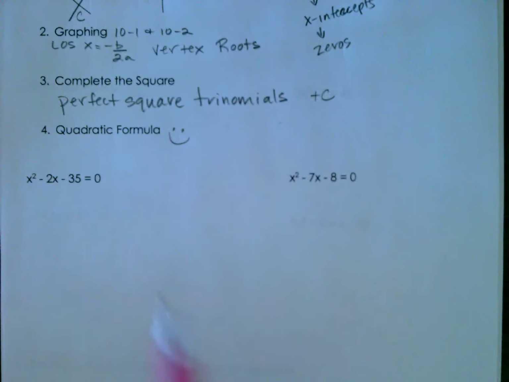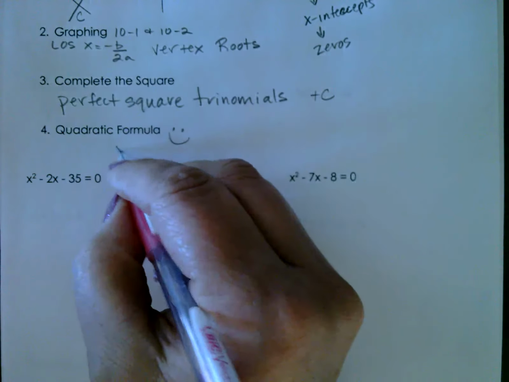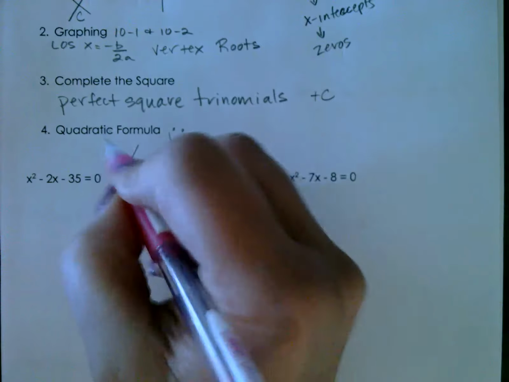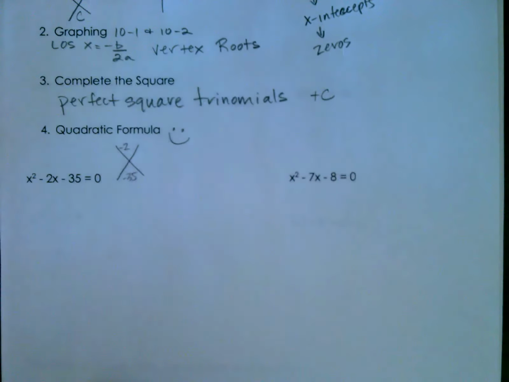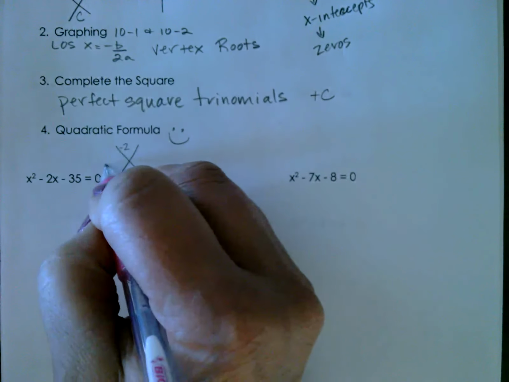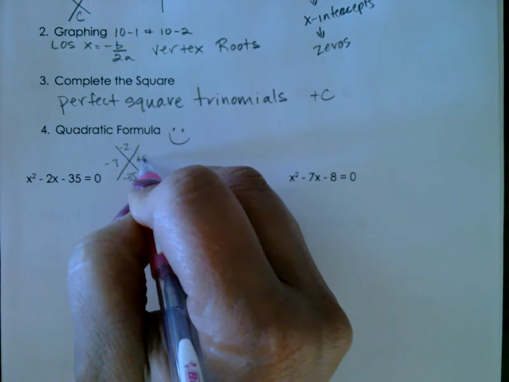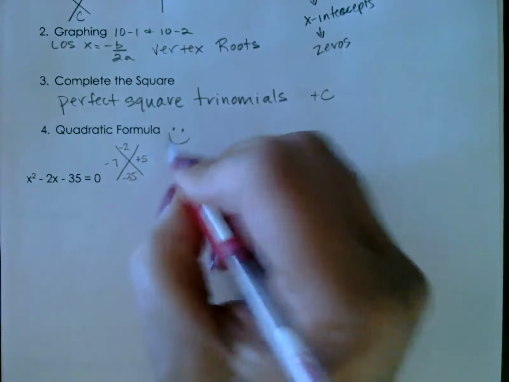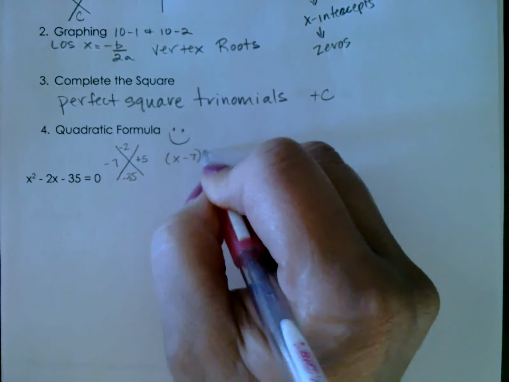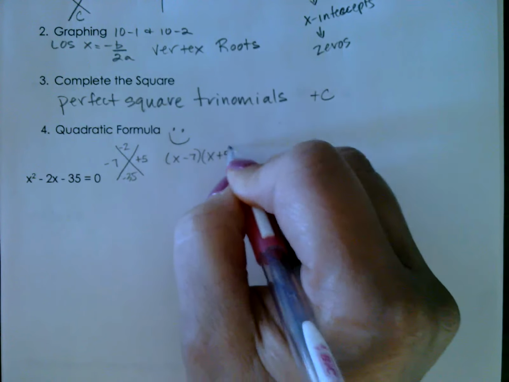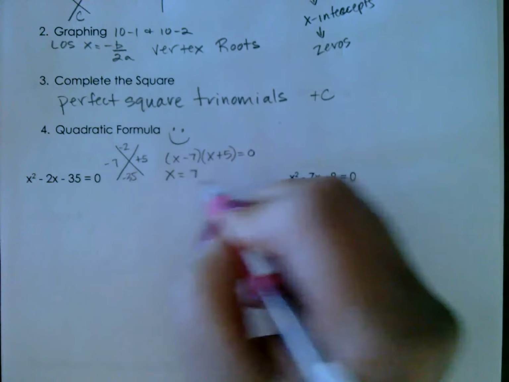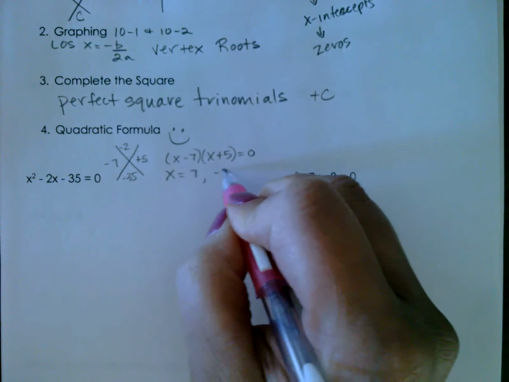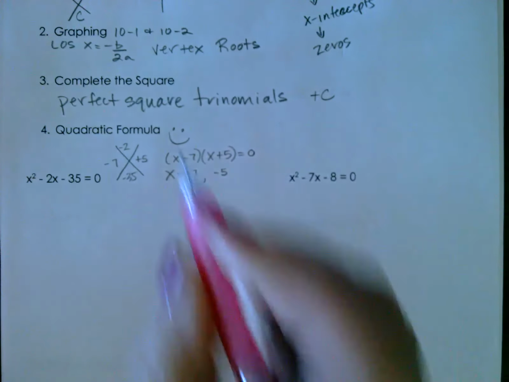Like I did with completing the square, I started with a pretty simple one. We could factor this one. I need two numbers that add to -2 but multiply to -35. Many of you are becoming very proficient on this. x minus 7 times x plus 5. Set it equal to 0. My roots would be 7 and -5, the x-intercepts.